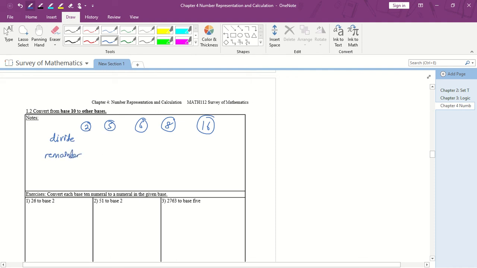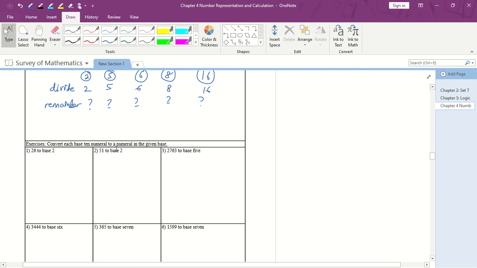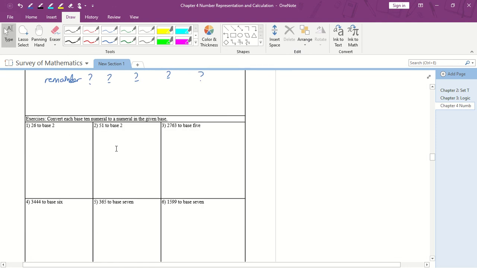For example, if you want to convert from base 10 to base 2, we divide by 2. If you want to convert to base 5, we divide by 5. If you want to convert to base 6, we divide by 6. Of course, the rest, 8 and 16, will be divided by 8 and 16. And how about the remainder? The remainder will depend on the question, so no need to think too much. Let's try the questions and you will know how to do it.